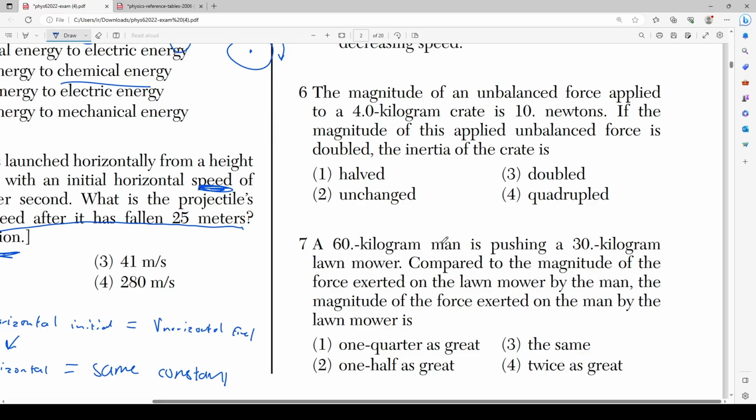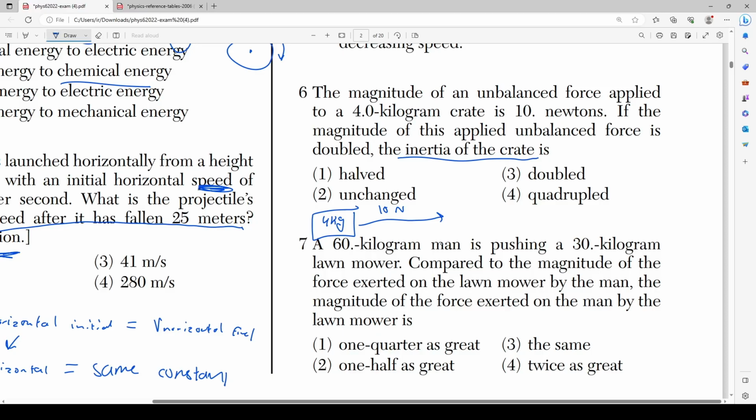Number 6 says the magnitude of an unbalanced force applied to a 4 kilogram crate is 10 newtons. If the magnitude of this applied unbalanced force is doubled, then the inertia of the crate is what? So here we have a crate. It's 4 kilograms, and a 10 newton force is being applied to it. And it's asking us about the inertia.